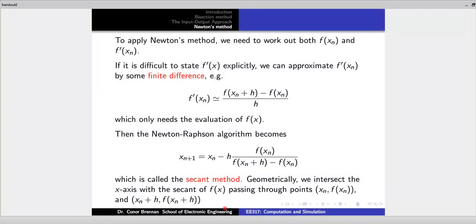We'll do this in more detail next week. This is called the secant method. If you replace f dash of xn with this in the Newton-Raphson algorithm, you get something that looks like this instead. This is called the secant method.